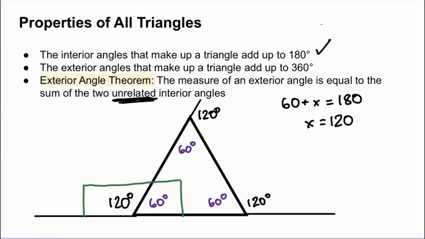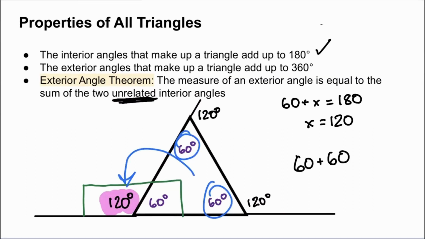So let's highlight this 120 right here. Let's make this the exterior angle that the theorem is talking about. Because this 60 degrees is related, so to speak, to this 120, these two 60-degree angles are not. They're not near this 120, they don't touch it or anything. So what the theorem is saying is that if we were to add these two 60-degree angles, we should get back to this exterior angle. And lo and behold, if you do 60 plus 60, you do get 120. And again, this will hold true for any triangle that we have.